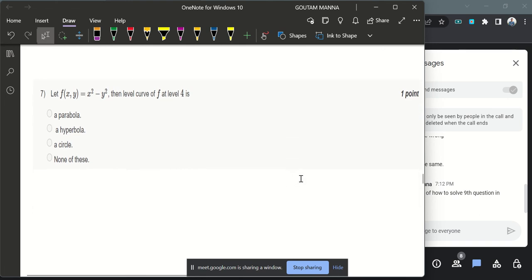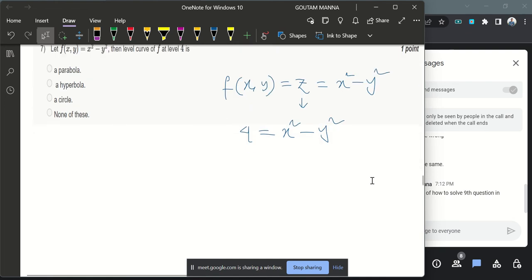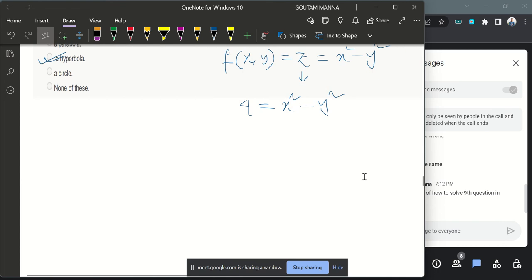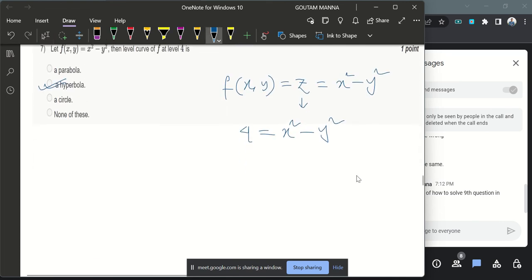And problem 7. You are given a function f(x, y) equal to x square minus y square, and the level curve of f at level 4. Level 4 means f(x, y) equals z equals x square minus y square, and this value of z is 4. That means the equation of this level curve is 4 equals x square minus y square, and it is the equation of a hyperbola. So the second option is the correct one.